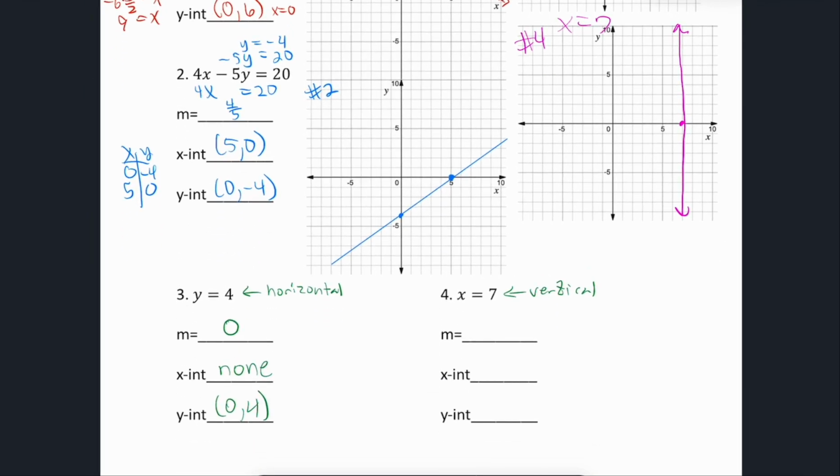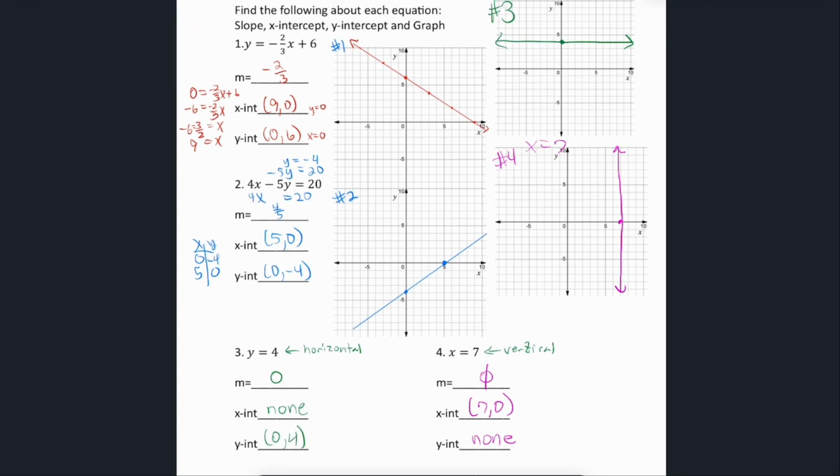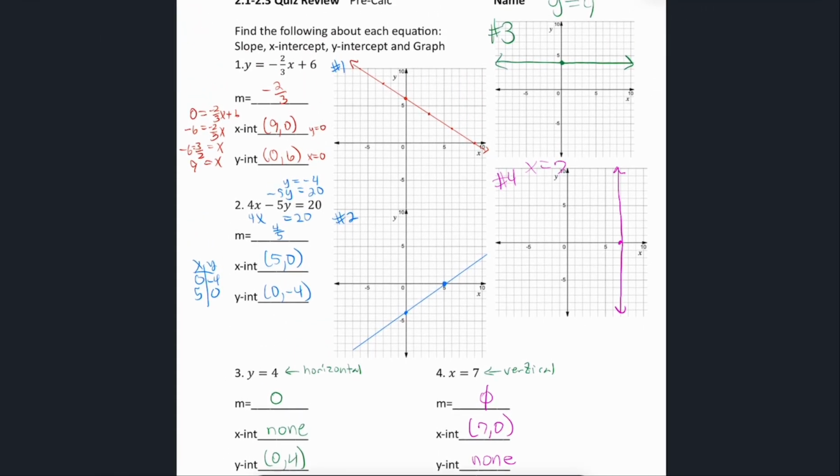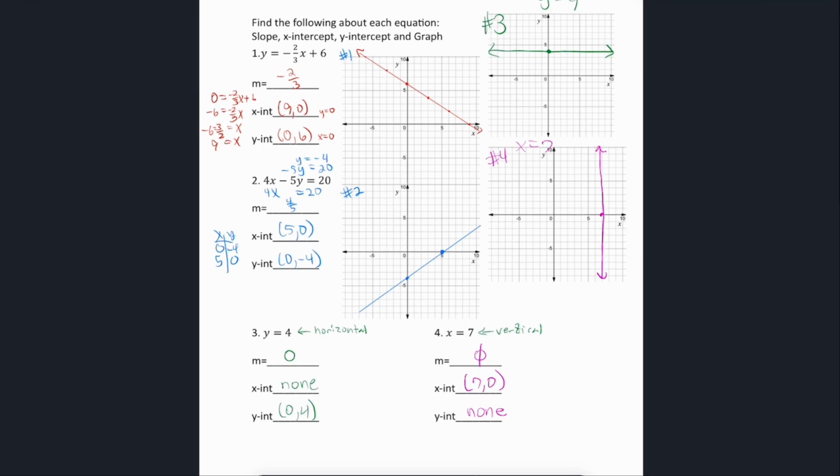Okay, and then what would our slope be? Well, the slope of a vertical line is undefined. It would be a number over 0, which is undefined. We have an x-intercept this time of 7, so the point (7, 0), but we have no y-intercept. So that is the graphing portion of our quiz.